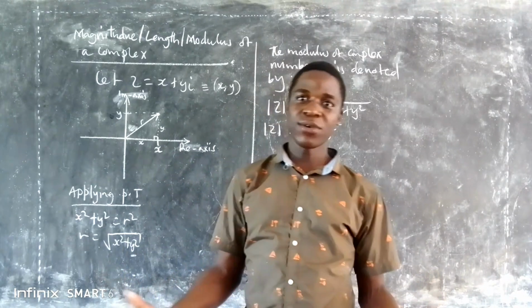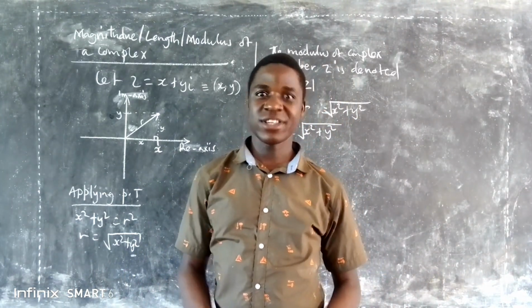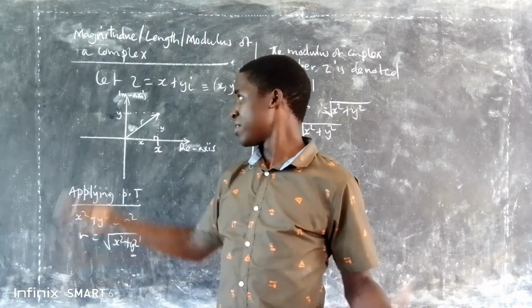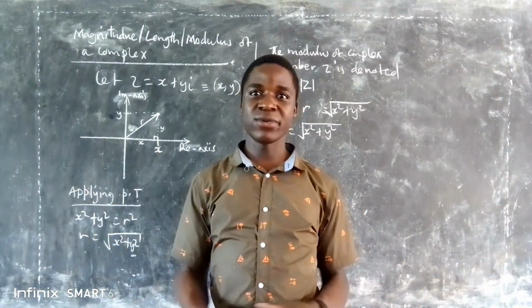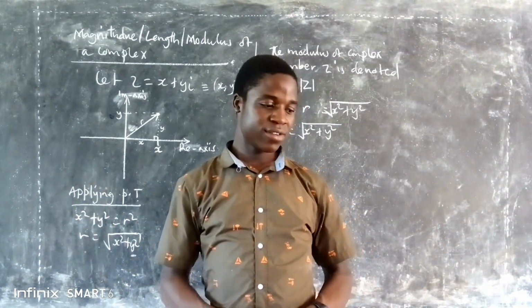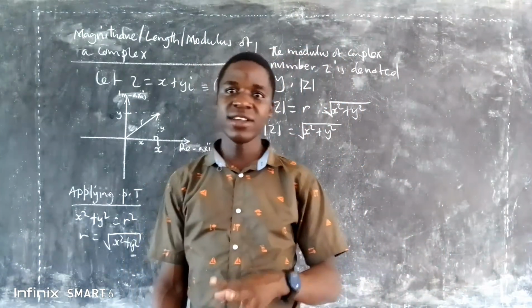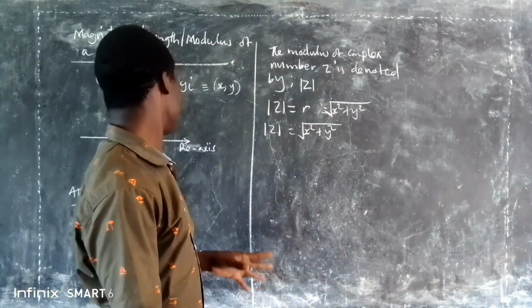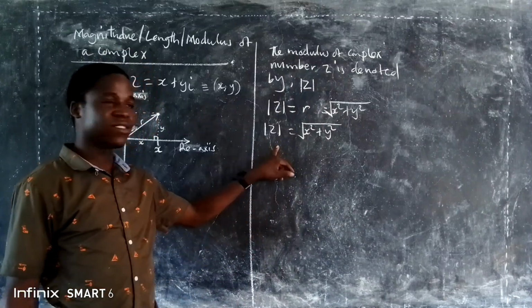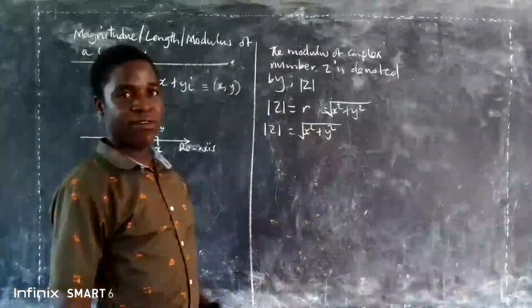The answer you get will always be in units. We shall just put the word units because this is relative. We don't know which units we are using here, so we just put units. That's the modulus of the complex number. This is the way it is denoted, and that is how we come up with it.